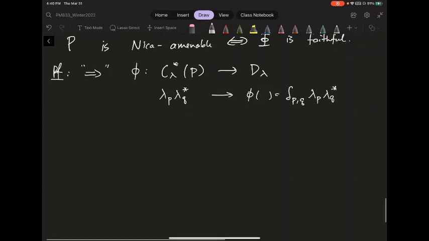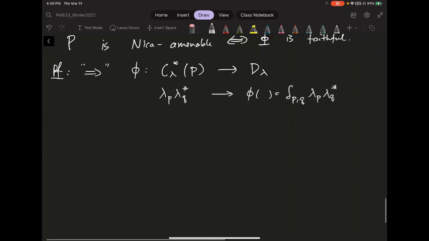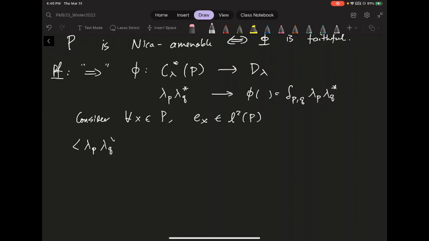Right, and one thing is that all of these lambda, the left regular representation, act on the L2 space. So let's consider, for every x inside your P, the basis vector ex inside the L2 of P. And let's consider what happens when you apply lambda p, lambda q star to ex and take the inner product with ex.